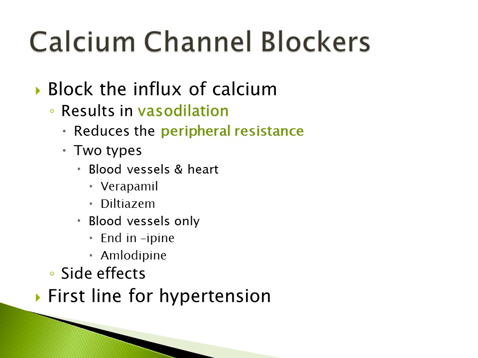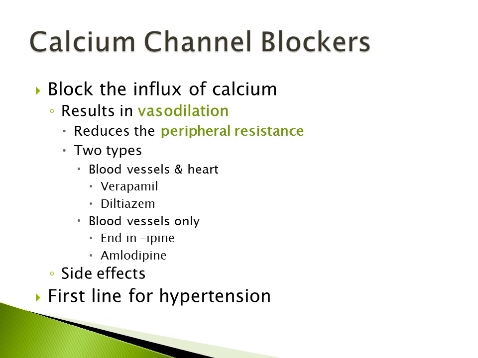How they work is they block the influx of calcium. By blocking the influx of calcium, it results in vasodilation, which is going to reduce the peripheral resistance. And there's 2 categories of these: selective and non-selective. The non-selective work on both the blood vessels and the heart, and those are the ones we typically use for dysrhythmias. Other ones work on the blood vessels only, and those are the ones we normally use for hypertension.